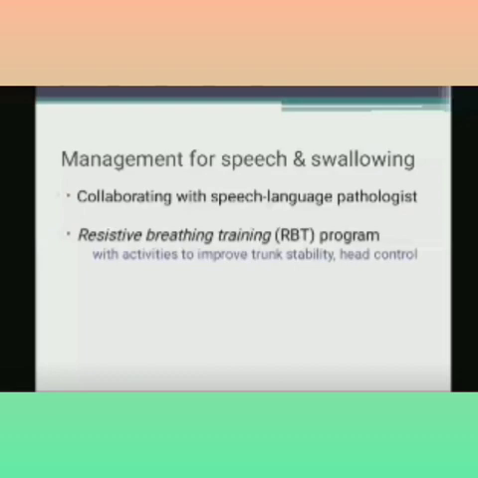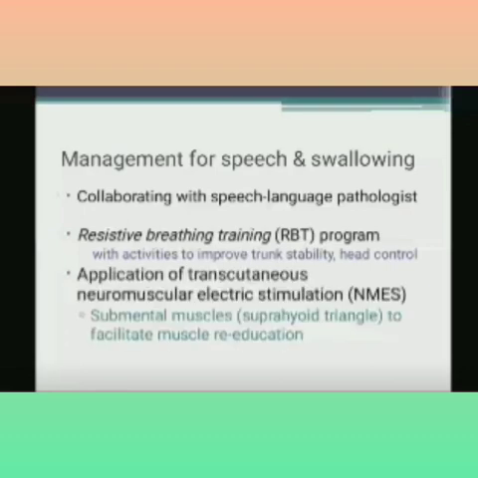And also there is a method of using neuromuscular stimulation on the submental muscle, which facilitates the reeducation of these muscles. Basically, you can apply an electrode over the throat. You can see in the subhyoid triangle, you can use some electrode and give the stimulation. That helps the muscles of swallowing and speech.